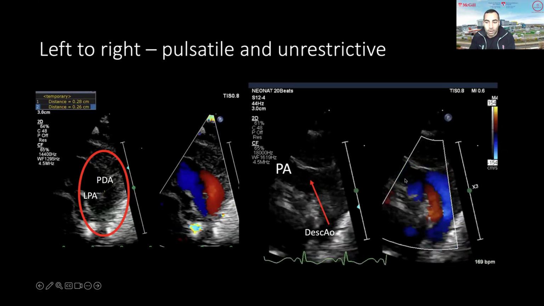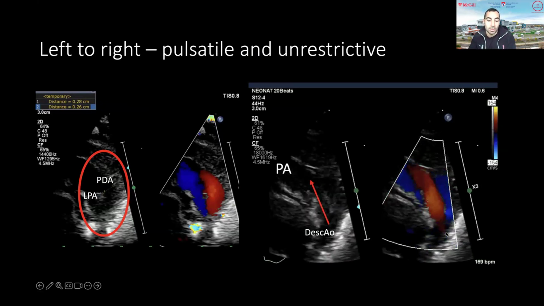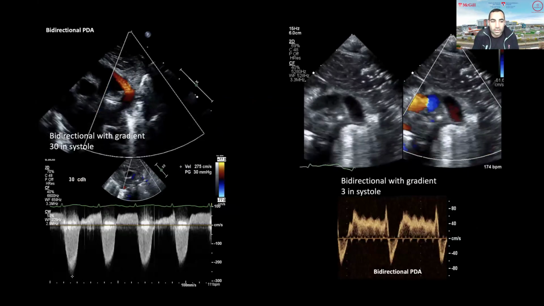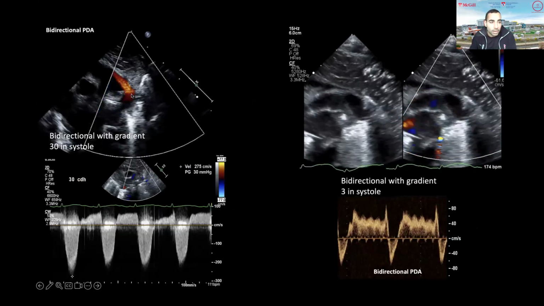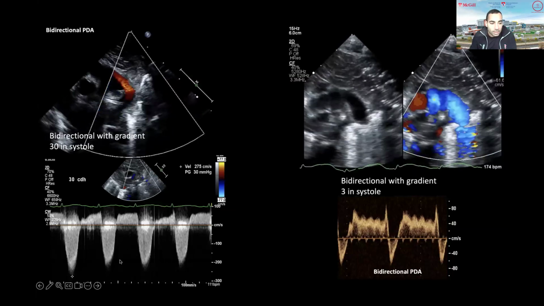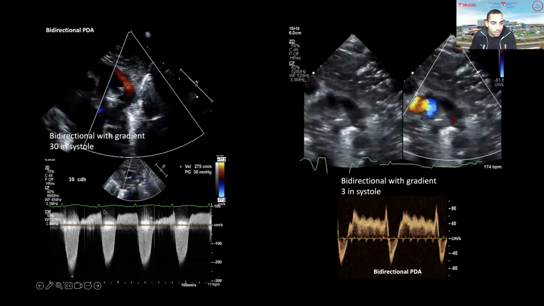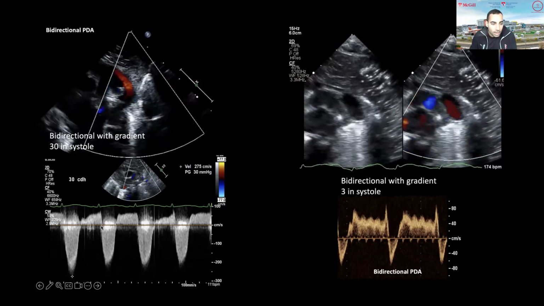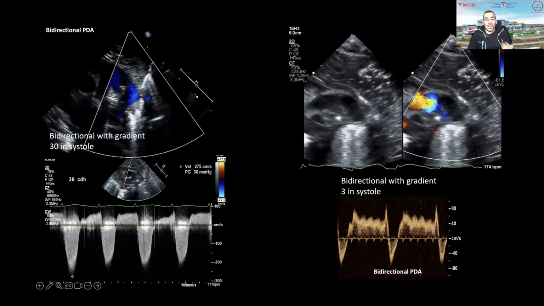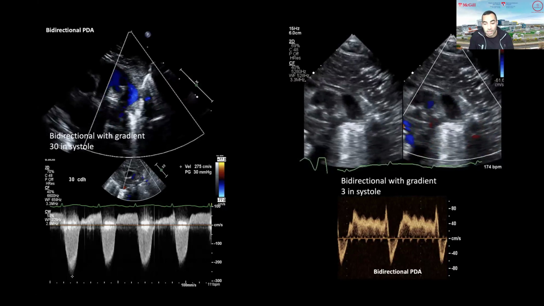But maybe my PVR is high, but my SVR is even higher. So you have to put this into the relationship of the clinical context. This is a bidirectional duct: blue, red, blue, red, blue, red. You have to see how much velocity you get. So this patient in systole, if you look at QRS systole, you get 30 millimeters of mercury of gradient. So it tells me this PA pressure is suprasystemic in systole.